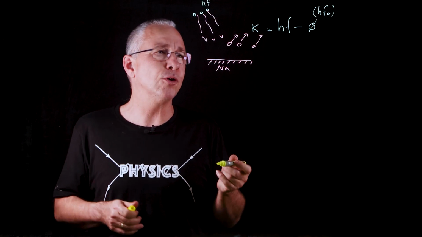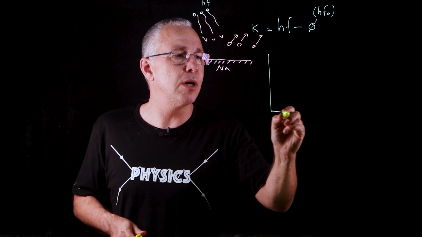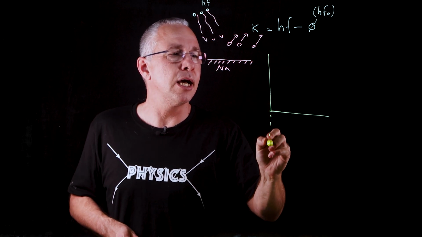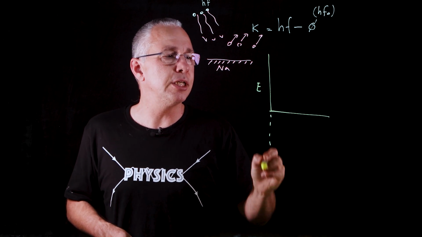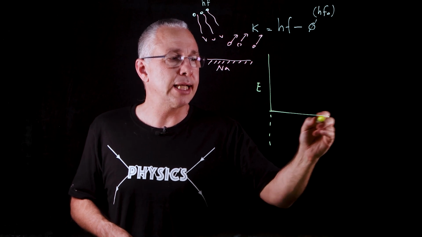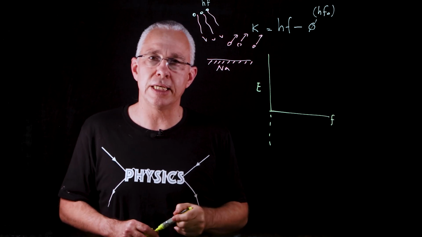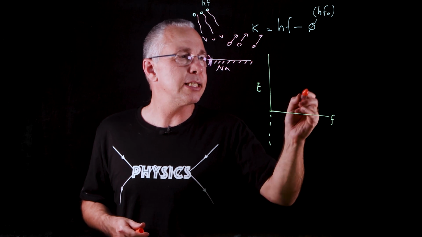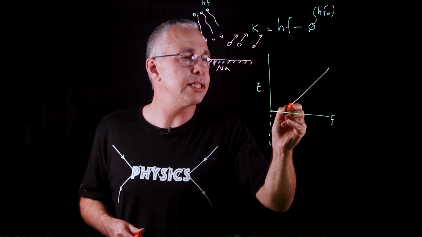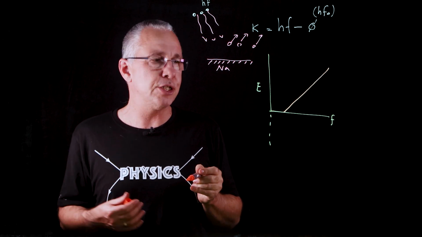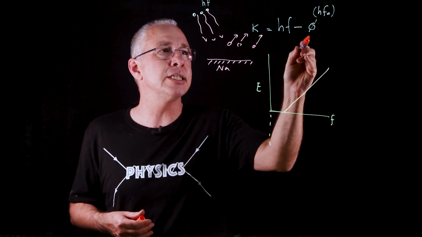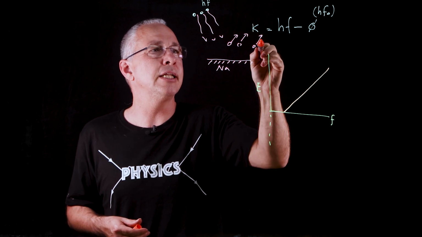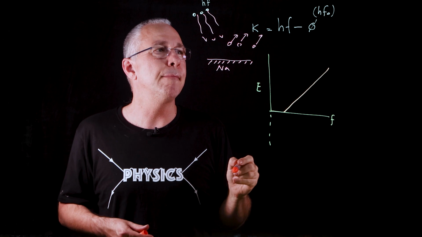Now, if I graph all this, I'm going to have on my y-axis the value of energy, and on my x-axis the frequency. What we end up getting is a graph that looks like this. It's a linear relationship, consistent with y equals mx plus b.